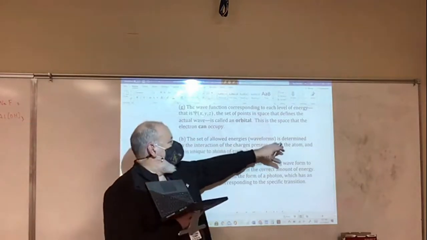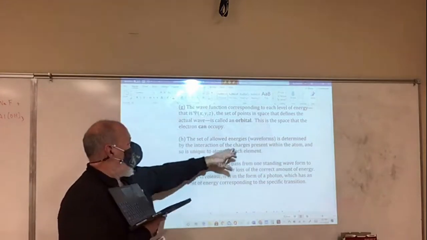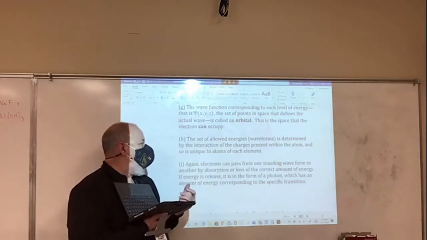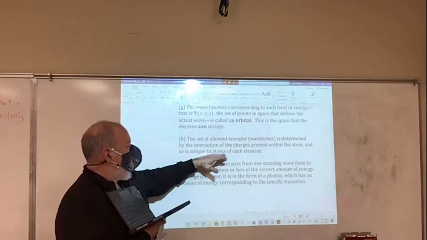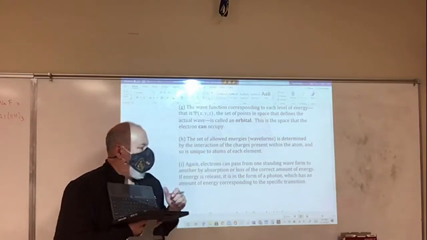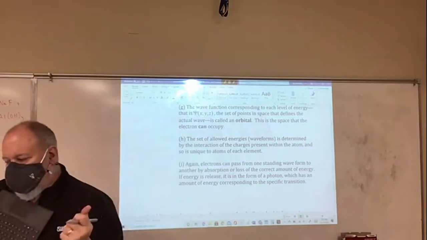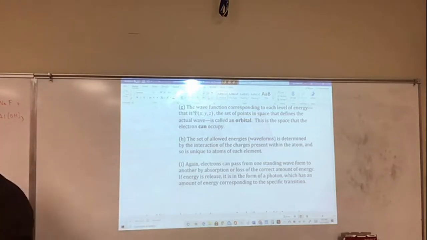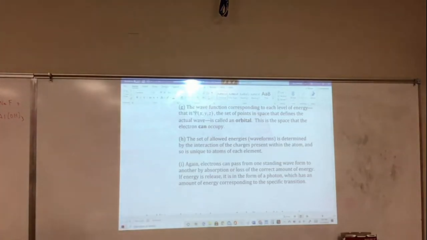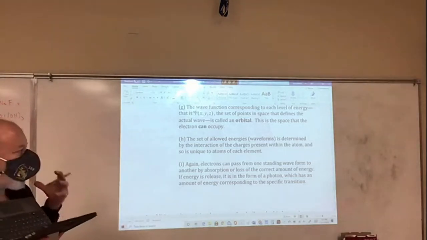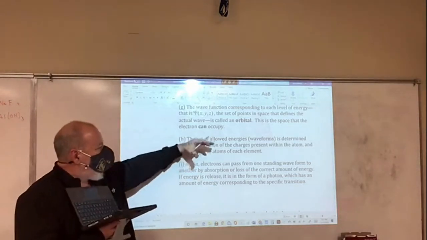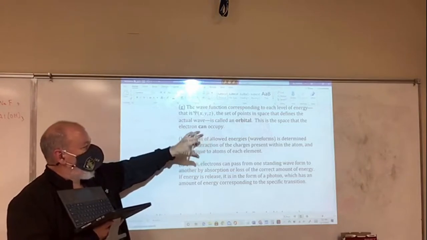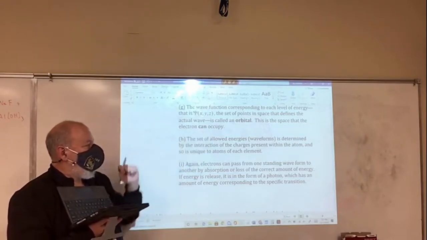The set of allowed energies or waveforms is determined by the interaction of the charges present within the atom, and so is unique to atoms of each element. I have a certain number of protons and a certain number of electrons, and that means I have a certain number of electrical and magnetic fields that are constantly interacting within that type of atom. So that set of waveforms is unique to that atom.